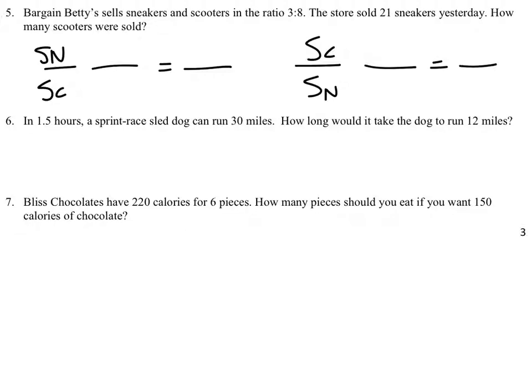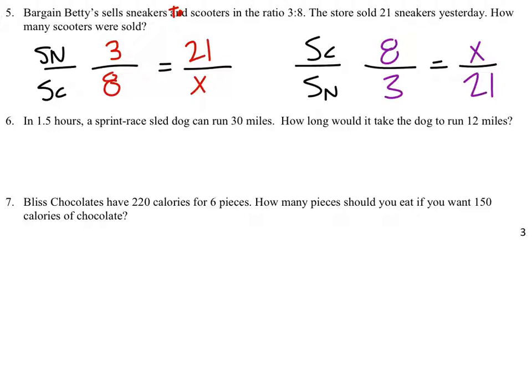And it says sneakers and scooters, which is the same as sneakers to scooters. So that's 3 sneakers to 8 scooters. And we're going to sell 21 sneakers. We just got to figure out how many scooters there are for the 21 sneakers. But it works the other way around. You can sell 8 scooters for 3 sneakers. And then we also got 21 sneakers, and we don't know how many scooters. So again, it depends on where you want the x, in the bottom or the top.